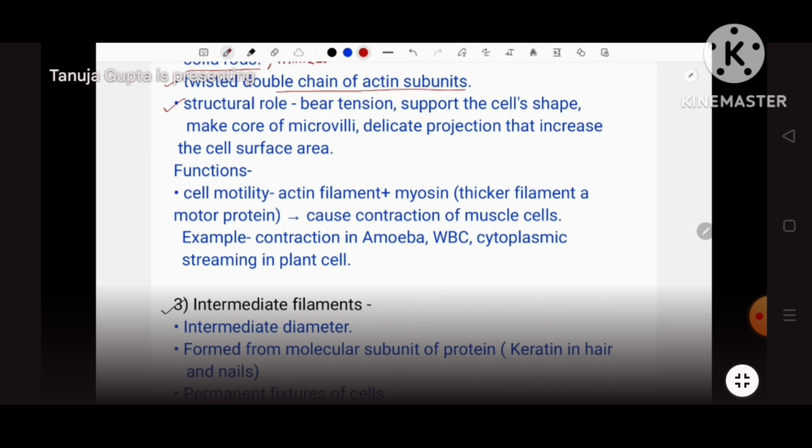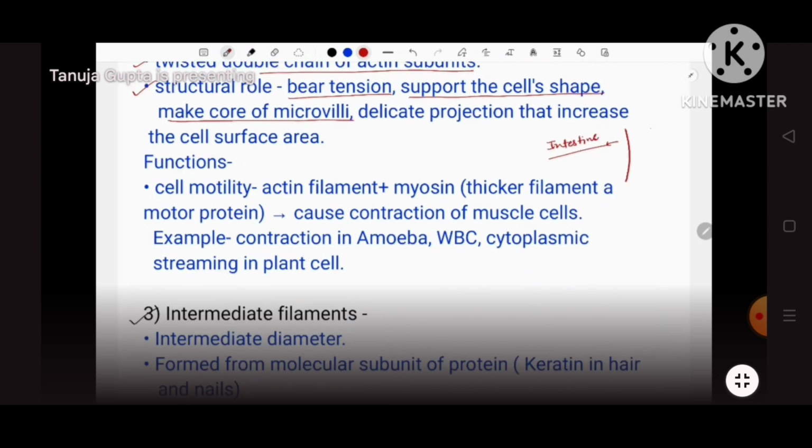Structural role. Now where does it perform the role? First of all, it bears the tension. It supports the cell shape. It makes the core of microvilli. Do you know the structure of microvilli? You must be knowing the intestine. So what is actually the intestine? It is folded inside like this one, and this infolding is called the microvilli.